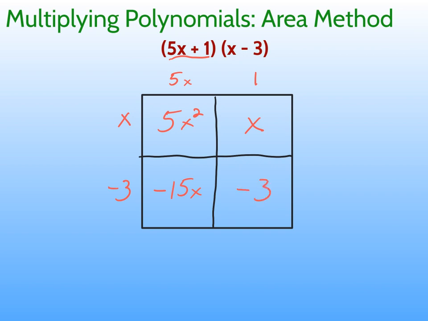The last step on this is that you just have to combine the like terms. So there's only the one 5x squared. And then we have a negative 15x and a positive 1x, so that's negative 14x. And then just minus 3.